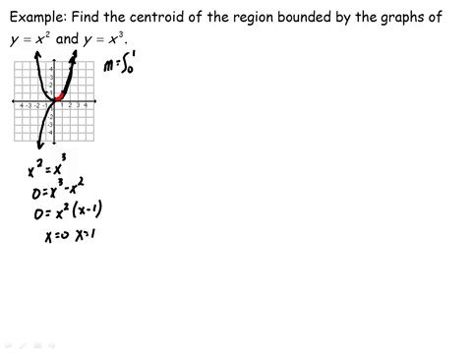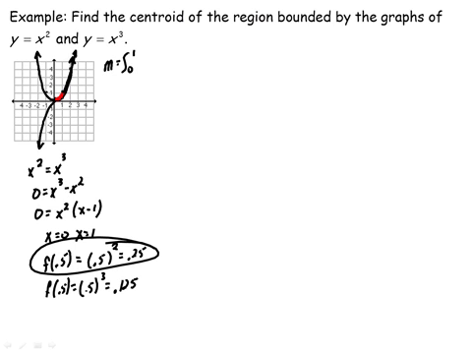Then to figure out which one's on top, which one is my f of x and which one is my g of x, again, if you plug 0.5 into both of these, whichever one has the biggest number, that's going to be your top. So this is my f of x, and this is my g of x. And again, once you get that figured out, the rest of it is just plugging it into your formula, and you're good to go.